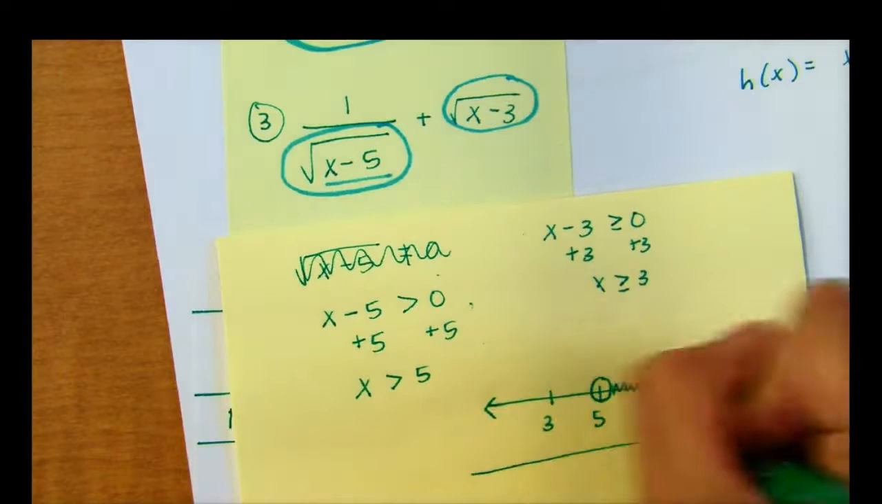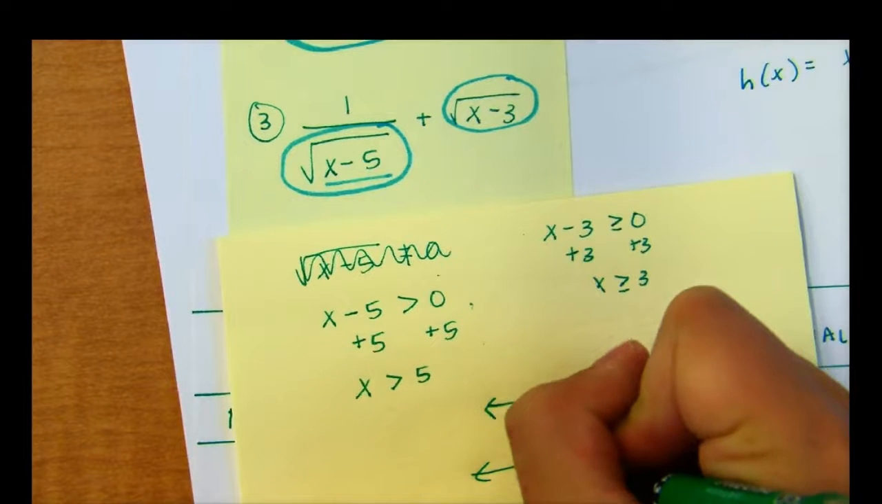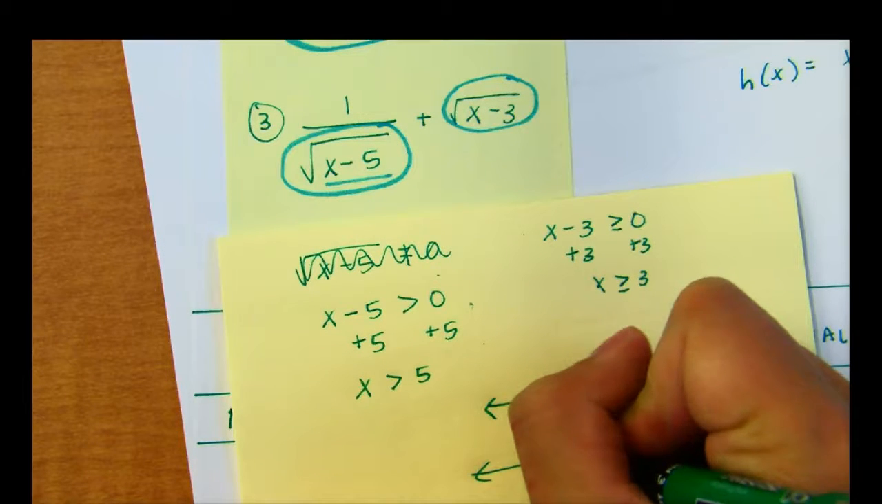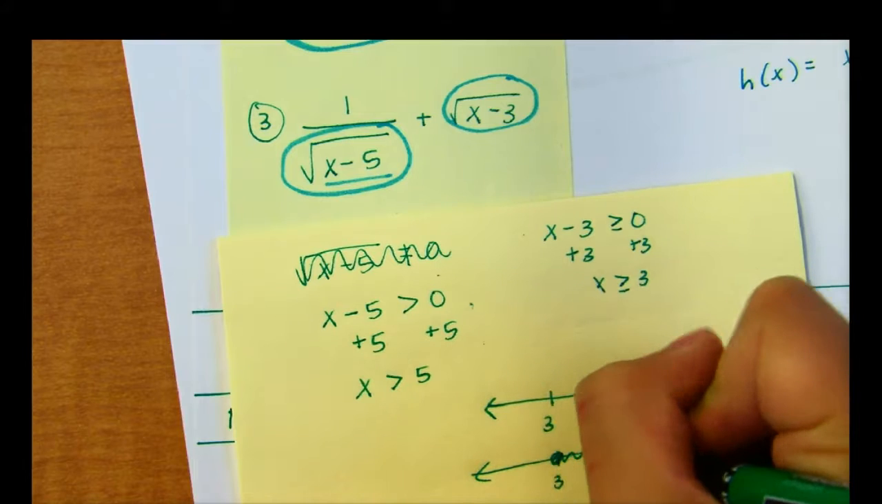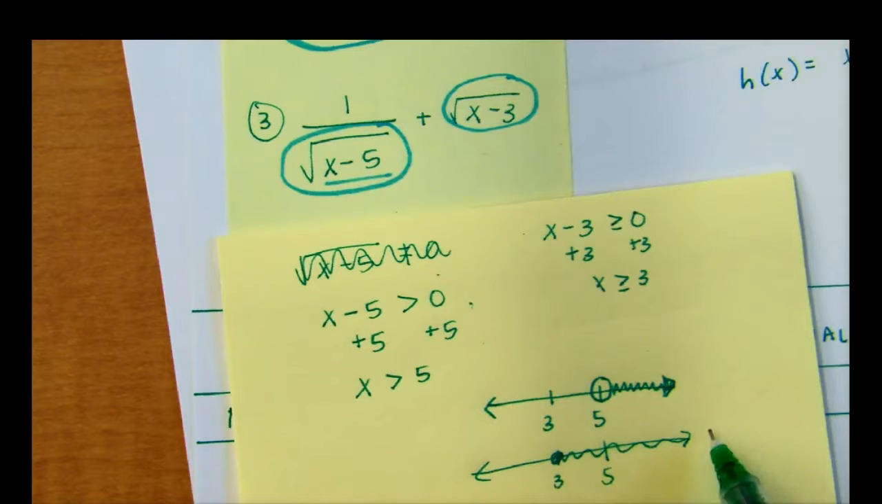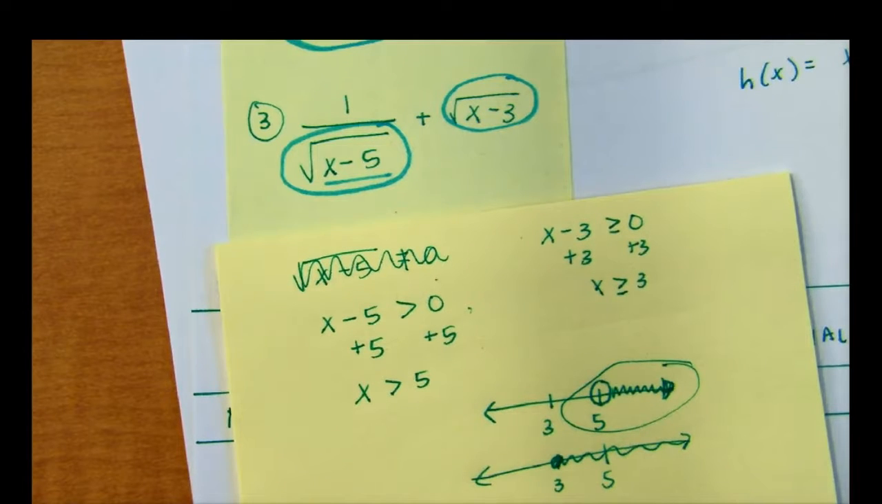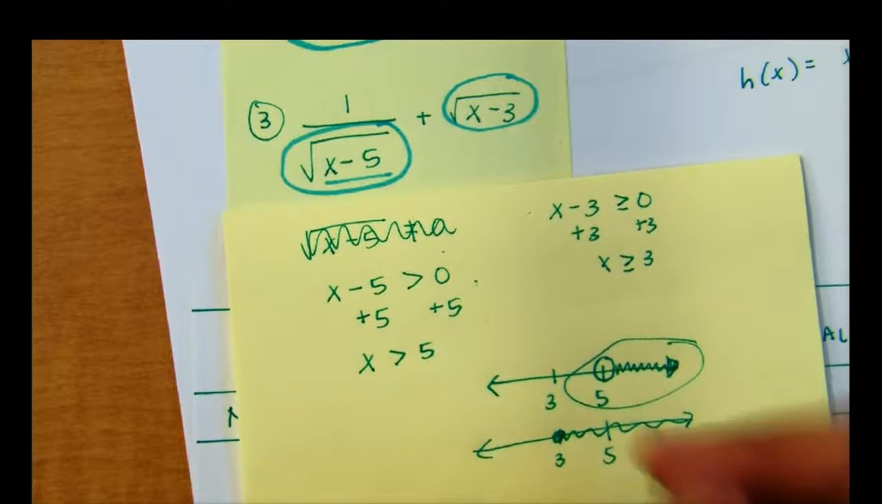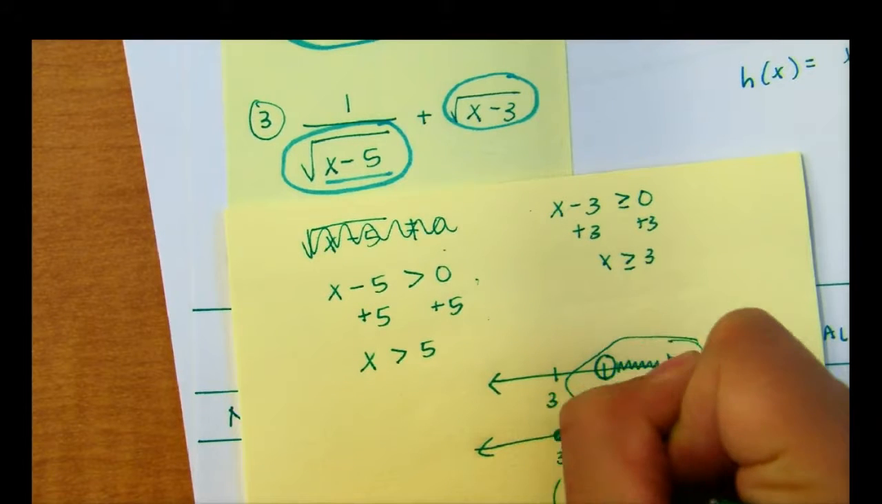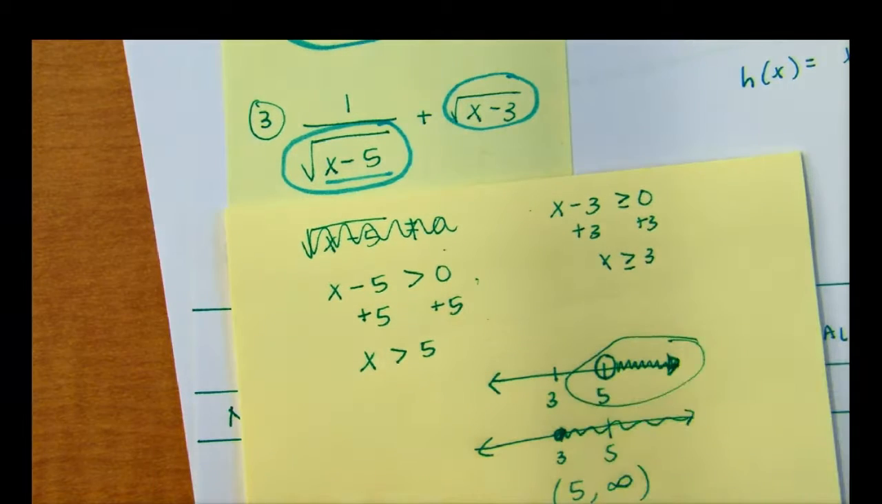If I were to graph my x is greater than 3 inequality, it would look something like this, where eventually at 5 it would start up and my solutions would overlap. So I only can look at where my solutions overlap, and in this case, an open circle overrides any closed circles. So that is just this piece of my inequality. So my domain for this function is going to be parentheses 5, comma, infinity.